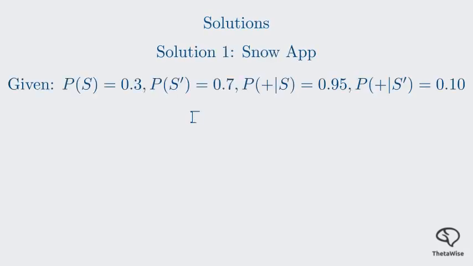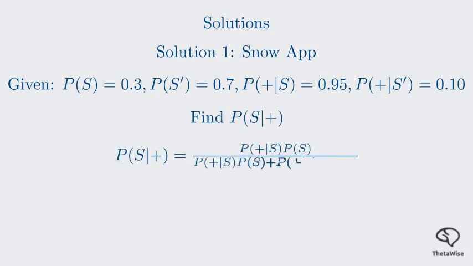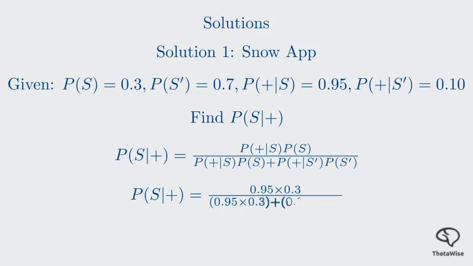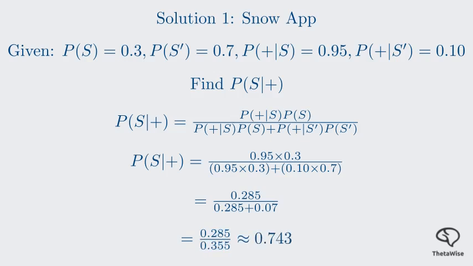How did you do? Solution for question 1. We need to find P of S given plus. We use Bayes' theorem. We calculated P of plus using the law of total probability. Plugging in the numbers gives us a final probability of about 74.3%. So if the app says it will snow, your belief that it will snow increases from 30% to almost 75%.